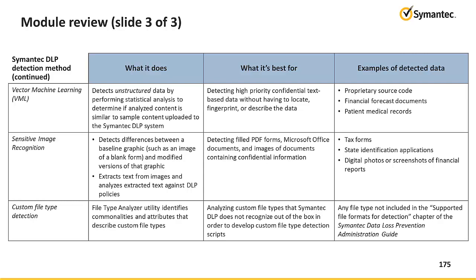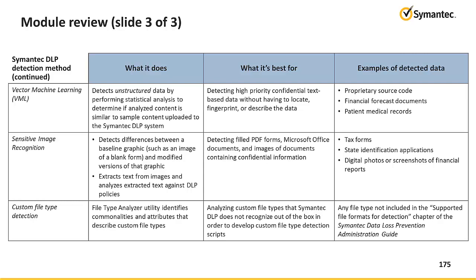Sensitive image recognition detects differences between a baseline graphic, such as an image of a blank form, and modified versions of that graphic, and it can extract text from images and analyze extracted text against DLP policies. It can be used for detecting filled PDF forms, Microsoft Office documents, and images of documents containing confidential information. Sensitive image recognition includes both form recognition and optical character recognition, or OCR.